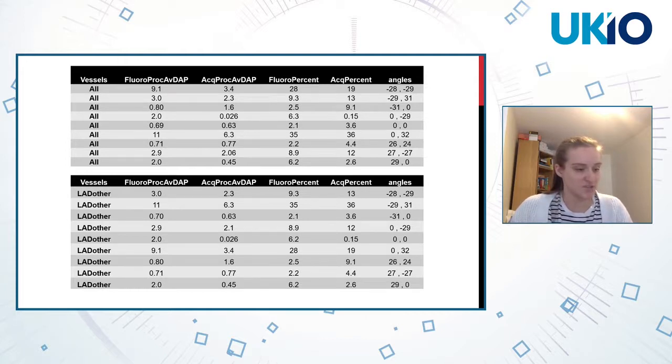So just to show you a subsection, why don't we have a look at the second row for each table, just to give you an idea of why we did this. So you can see the proportion of dose for LAD other is 3 times that, both for fluoroscopy and acquisition, compared to all for a given angulation. So looking at that second row, you can see actually that the vessel targeted is very important in the dose given.